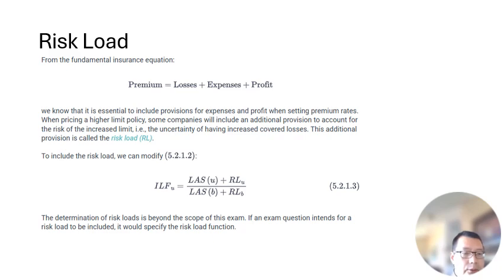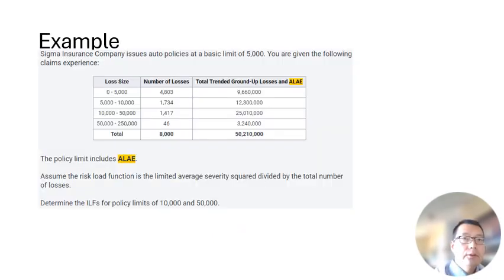To include the risk load, we can modify the formula to be ILF_U equals LAS_U plus RL_U over LAS_B plus RL_B. The determination of the risk load is beyond the scope of this exam. If an exam question intends for a risk load to be included, it would specify the risk function. Now let's look at this example. This example is exactly the same as the last example, except this example includes the concept of risk load.